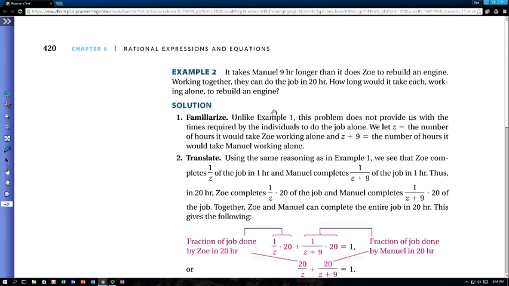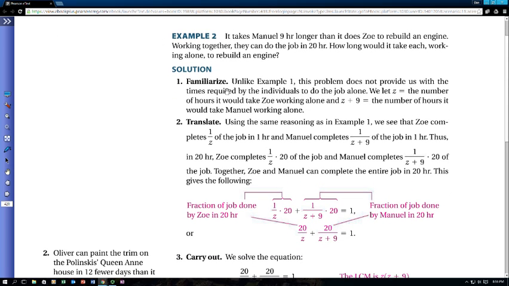So let me start over again. It takes Manuel 9 hours longer than it does Zoe to rebuild an engine. Working together, they can do the job in 20 hours. How long would it take each working alone to rebuild the engine? Okay, so now we start with, hey, we know how much time it takes when they work together. So these steps here, they keep showing them with word problems, is hopefully it gets so you practice this on each word problem. You know, unlike example 1 here, they're making a comparison. Some of that is familiarization, as we say, have I ever worked anything kind of like this?